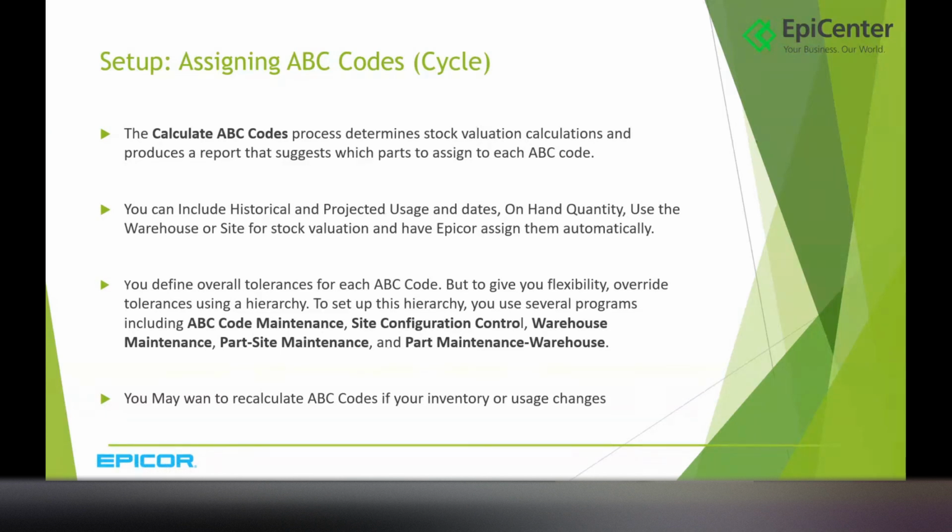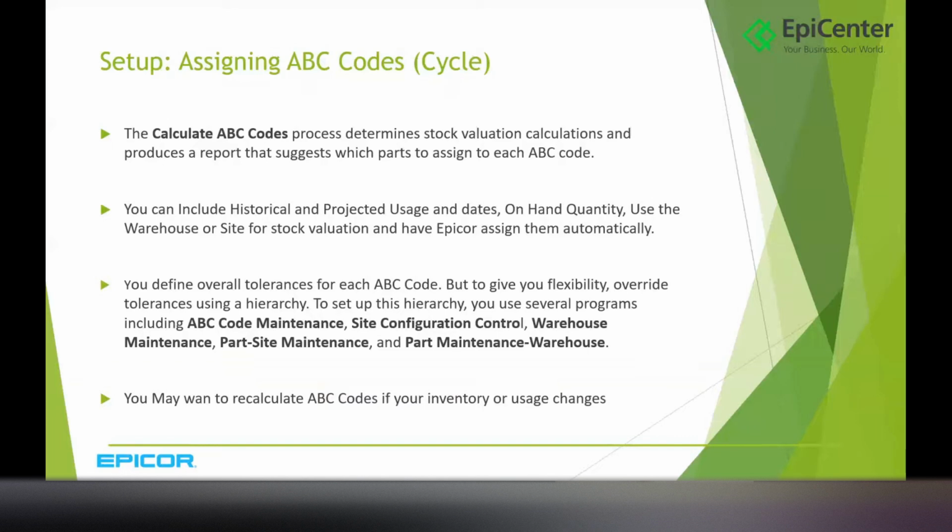Now, how do you assign ABC codes? You've created the ABC codes, but I don't want to have to go to every part and manually put them on, which you can, or at the warehouse level. There's multiple warehouses that you can assign an ABC code. Like everywhere else in Epicor, there is a hierarchy. So at the part maintenance warehouse cycle count tab, that's the most finite spot. That's where Epicor is going to look first. If it doesn't see it there, it's going to go up to the site maintenance, to the warehouse maintenance, up to the site configuration control, and then last is the ABC code maintenance.